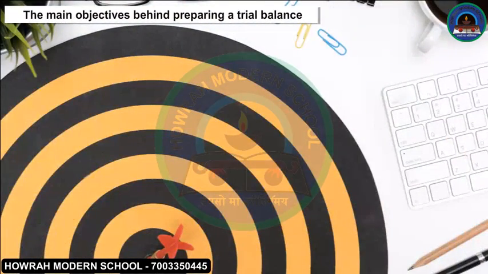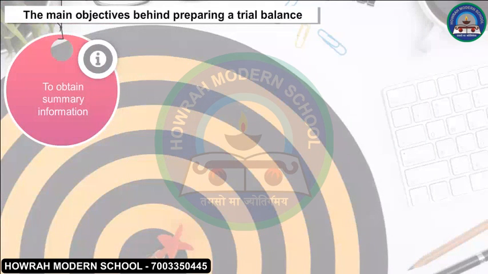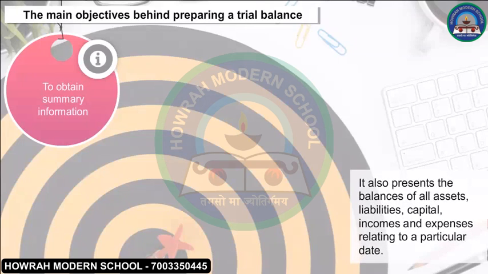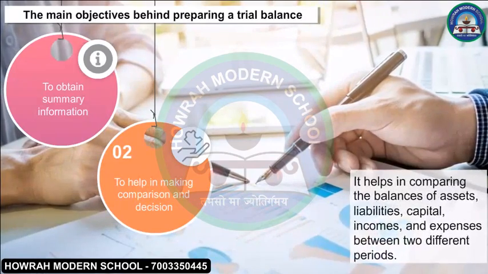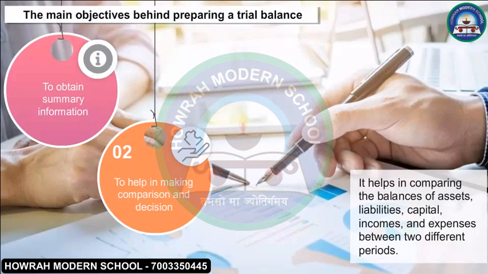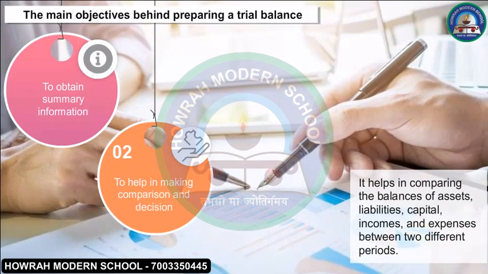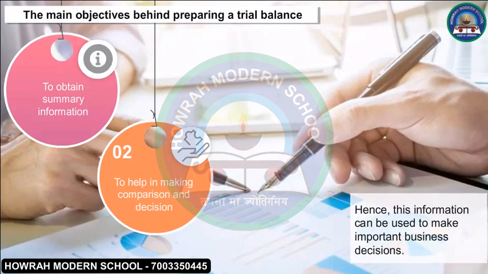The main objectives behind preparing a trial balance. 1. To obtain summary information. It provides the summary information of all ledger accounts. It also presents the balances of all the assets, liabilities, capital, incomes and expenses relating to a particular date. 2. To help in making comparison and decision. It helps in comparing the balances of assets, liabilities, capital, incomes and expenses between 2 different periods. Hence, this information can be used to make important business decisions.